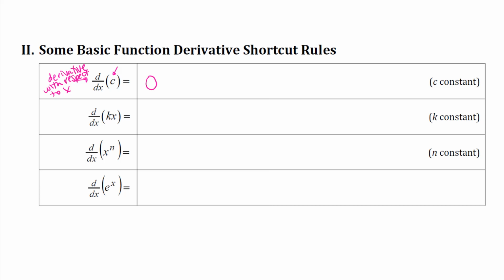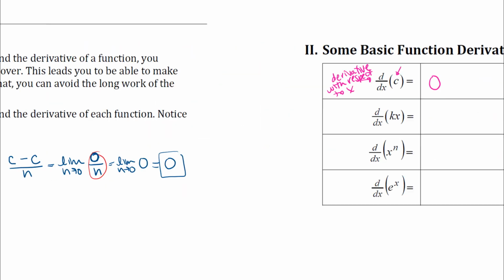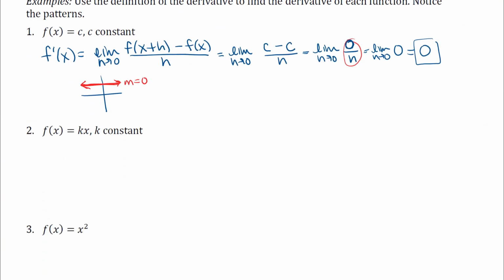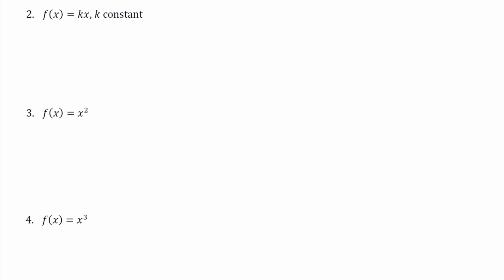So you can see here a few other rules that we're going to try to generalize today. So let's go ahead and look at some more examples. All right, so example 2 is the second one in that chart where we just have f of x equals constant times x, where k is a constant.